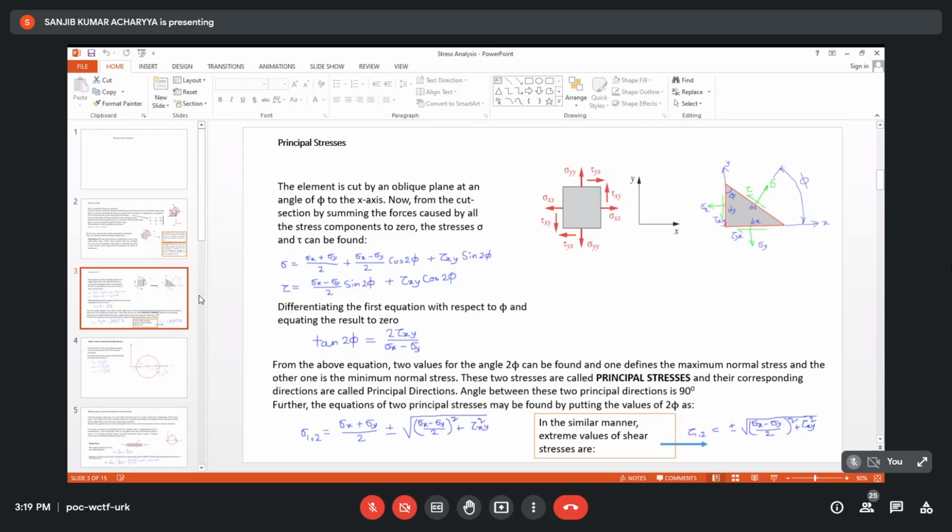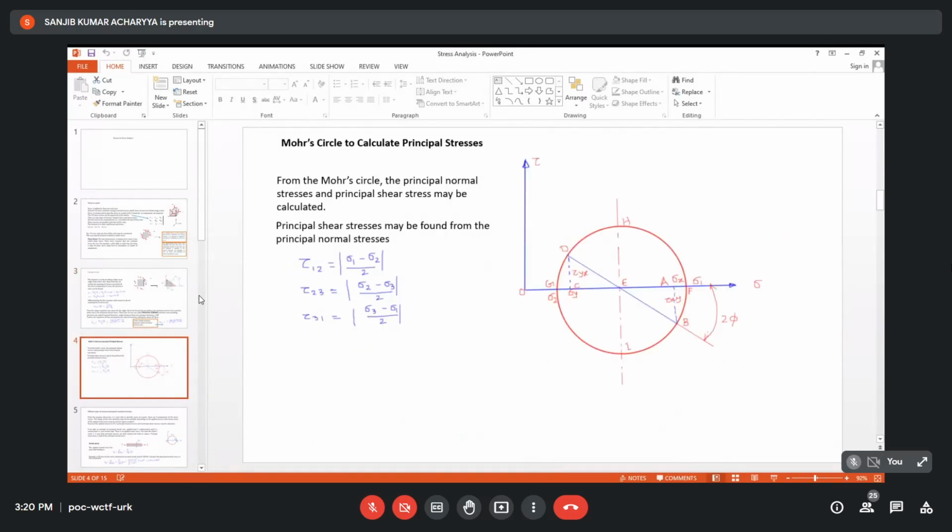So is it understood? Can somebody tell when the Mohr circle will have its center at the origin? When there will be no shear stresses, only normal stresses are there, but they will be opposite in nature. When sigma x and sigma y will be equal and opposite in nature. Yes, sir. So I think these points are known to you, no? Yes, sir. Okay. Very good.